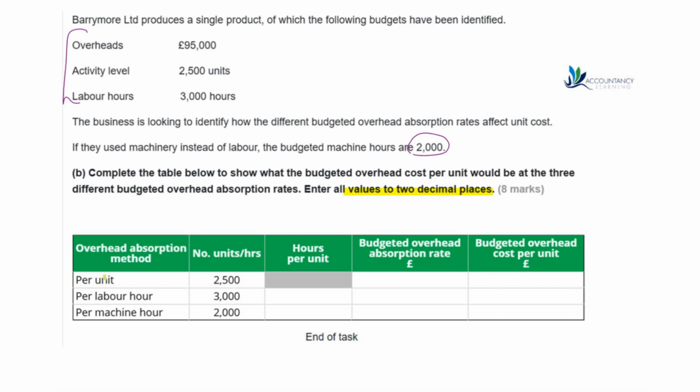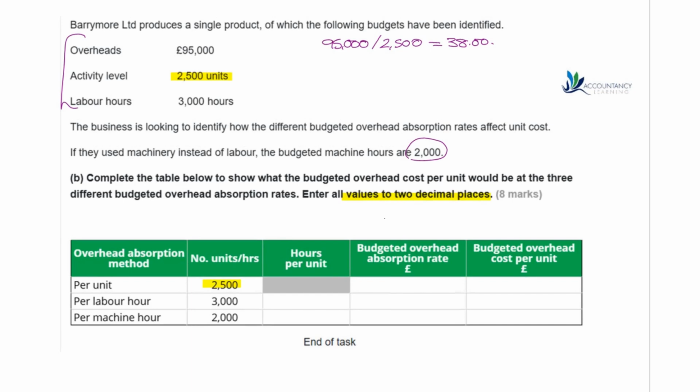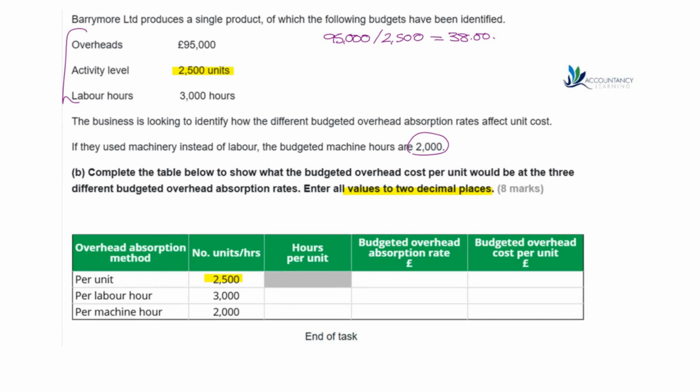So let's look at the first one then. So per unit, this is going to be our 2,500 units, which we've got in here. So our budgeted overhead absorption rate is going to be taking our overheads, 95,000, and we're going to divide it by our number of units, 2,500, to give us 38. So that is going to be our budgeted overhead absorption rate per unit. So that's on a per unit basis.